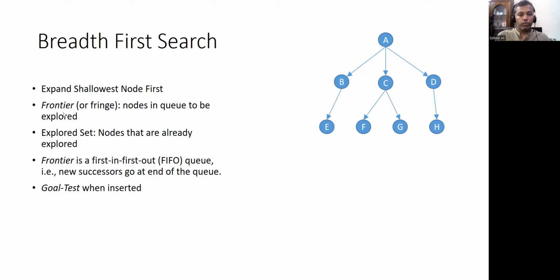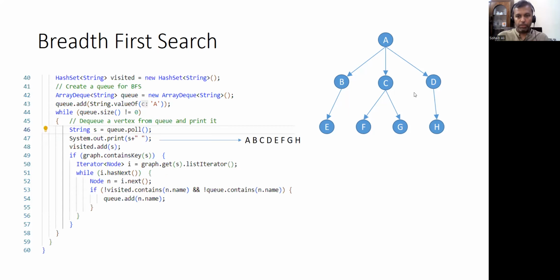So the first set will accumulate all the nodes that I'm going to explore in future, and then another set in which I'm going to put all of the nodes that I've already explored in the past. And this frontier or fringe, which represents the nodes that I'm going to explore in future, will be explored on a first in, first out basis. And we are going to talk about this goal test in a bit. So this is the broader perspective.